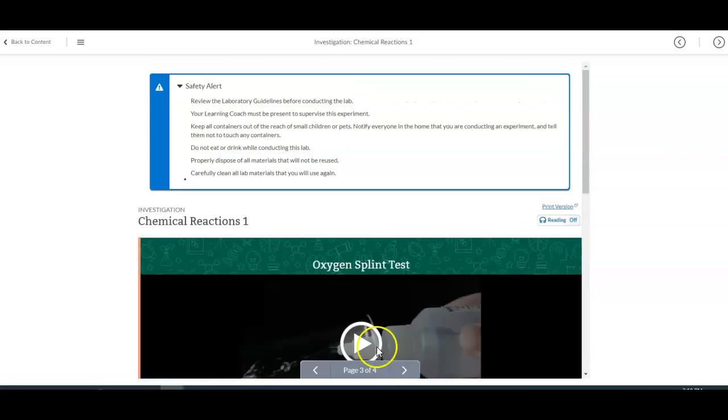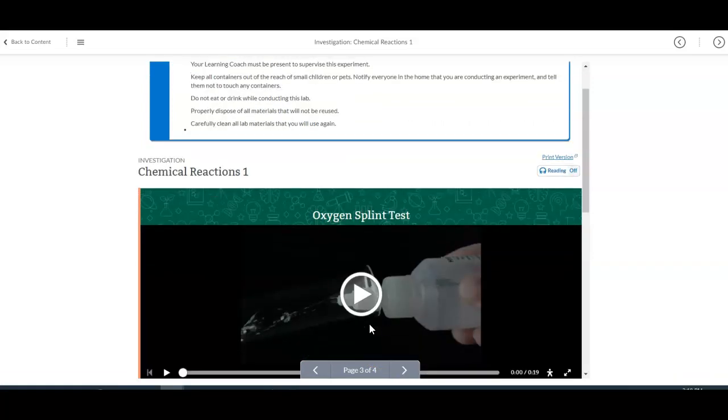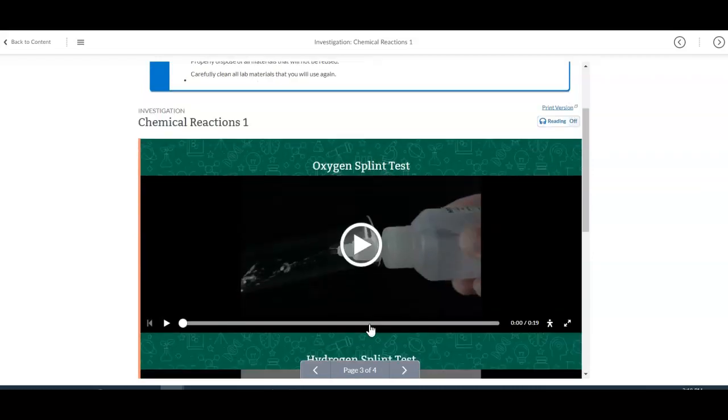All right, so there are a series of videos that we have to watch and record data. What are we observing? The splint test is when they're holding a match over a test tube, and we know that there's oxygen gas present, so you're able to see what happens when the match reacts with the oxygen gas. So here is the first video.